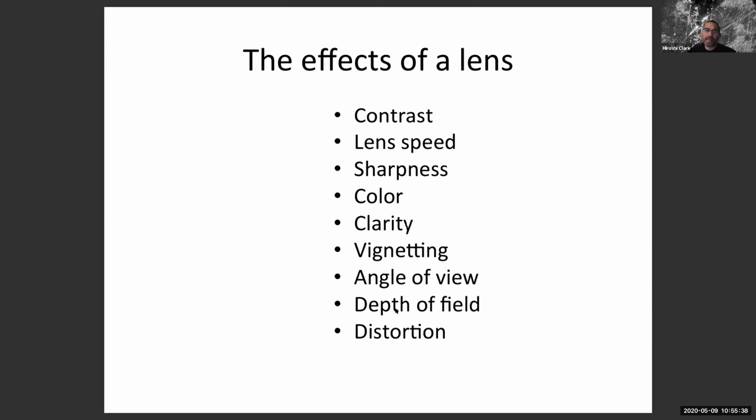So the effects of a lens, of course, include focus, but it also affects the contrast, the speed, which we just talked about, sharpness, which is important, color, clarity, vignetting, the angle of view, which we know a little bit about, depth of field, which we're going to have an assignment on, and also distortion. Those are all the different effects of the lens.